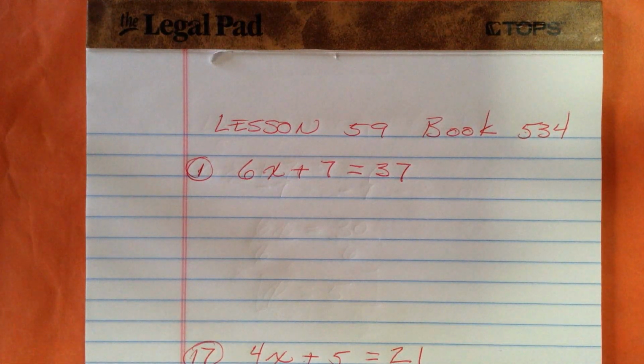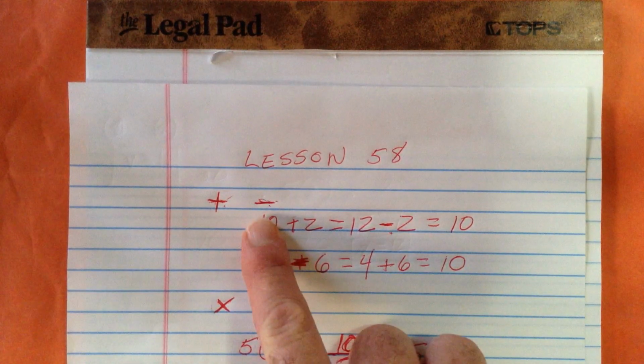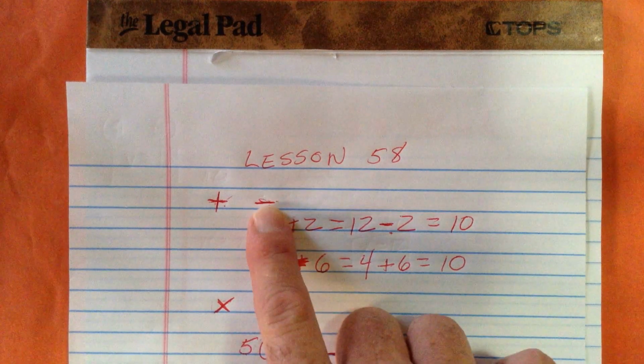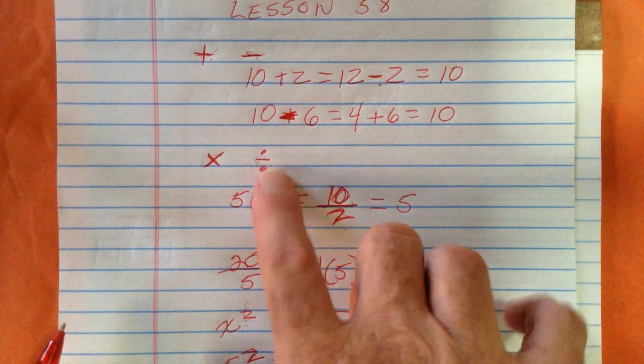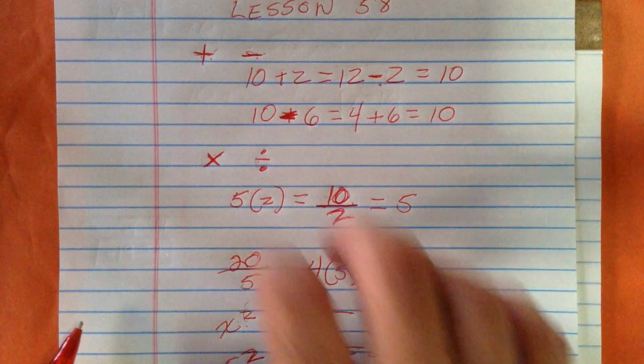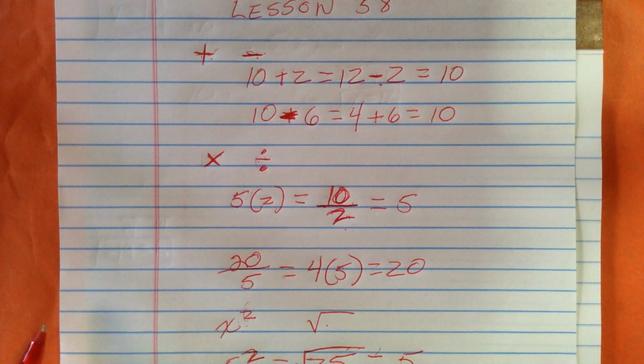Also as a reminder that we learned in the last lesson, number 58, remember the opposite of adding is subtracting, and the opposite of subtracting is adding. And same thing here, the opposite of multiplying is dividing, and the opposite of dividing is multiplying. So we use that here quite a bit. Review for number 58.